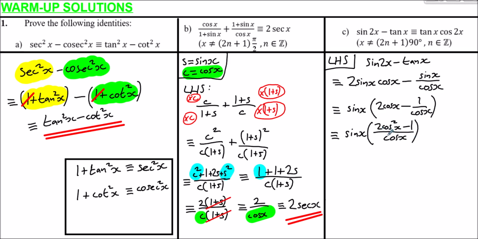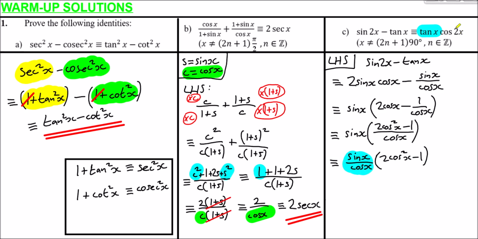Now I can rearrange this and put the sine over cos here. So rather than divided by cos here, I can put sine over cos there, and that'll give me the tan, which is getting closer to my target. So if I just rewrite it as sin x over cos x at the front, then multiply by 2 cos squared x minus 1, but I've got the tan x here, which is good.